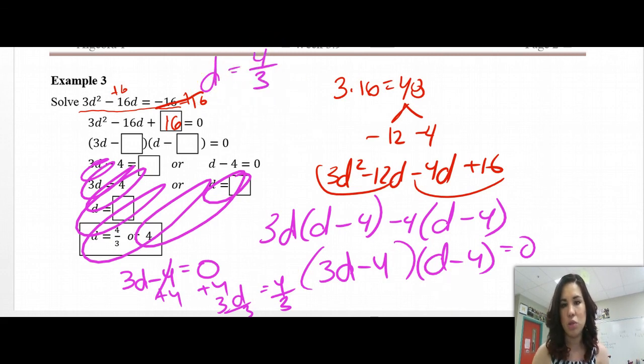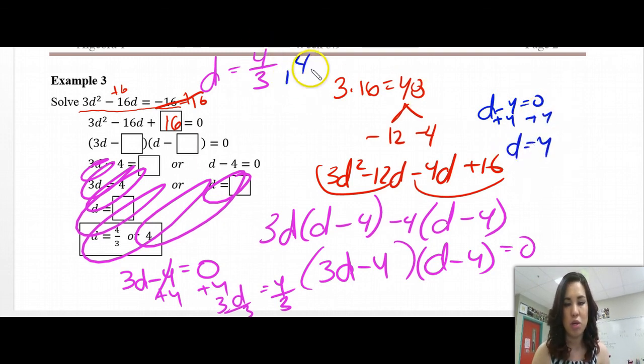Okay, now let's do the second part. We set d minus 4 equal to 0. If I add 4 to both sides, I get that d is 4. So my two zeros are 4/3 and 4.